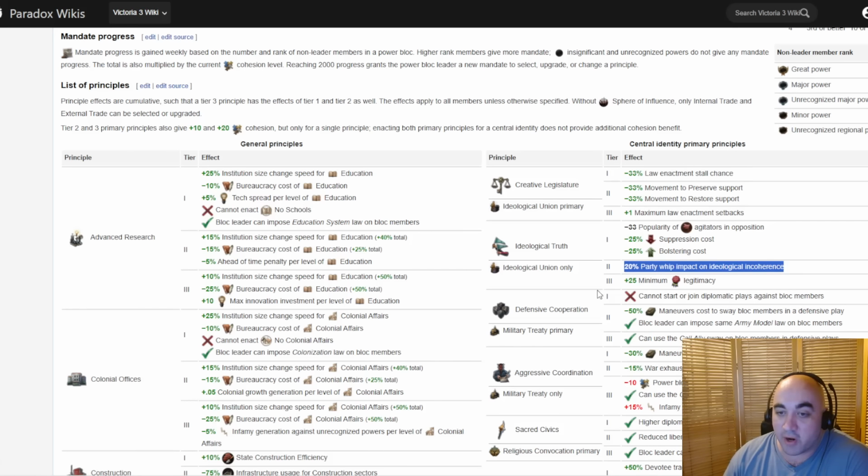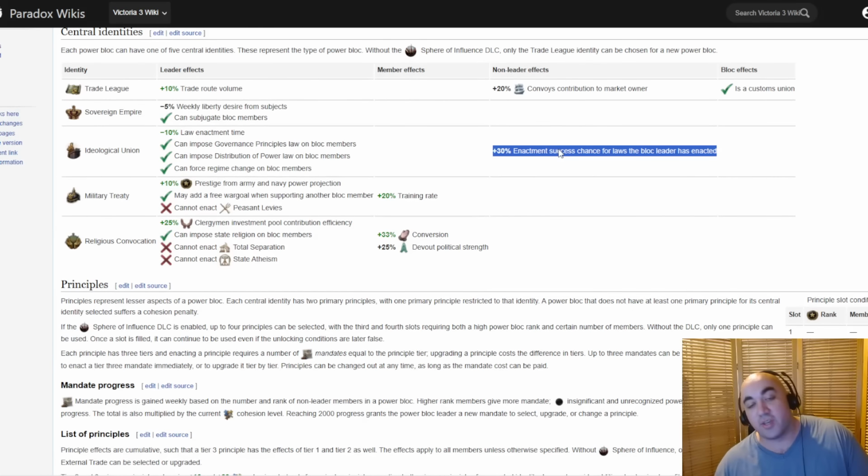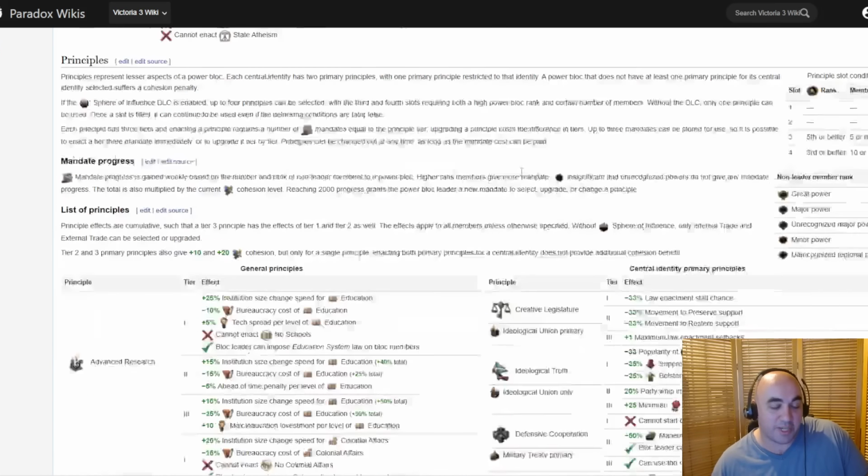The 20% party whip impact on ideological incoherence is going to be quite nice, and is going to be really important because maintaining high legitimacy for ideological union is going to be really important, and 25 minimum legitimacy means you could always pass laws, which for your subjects is going to be good because you can force them to have a government that's not very legitimate, that has certain people in it by regime changing them, and then they have the minimum legitimacy, and if you already have the law, you will get plus 30% enactment chance, so you can get something like 40% enactment chance trying to pass a law you have no business passing with ideological truth.